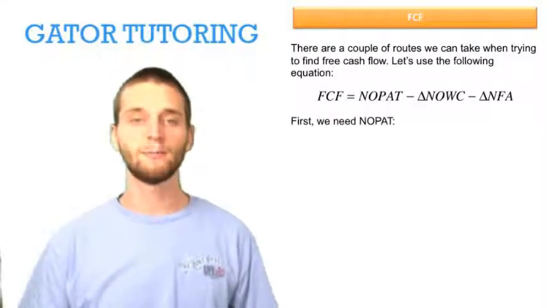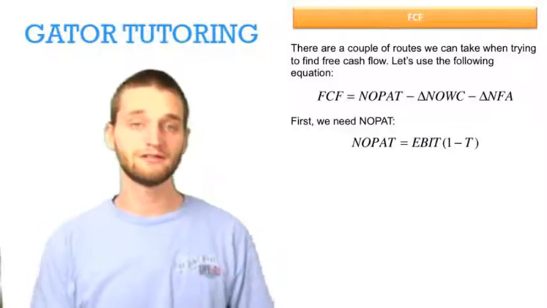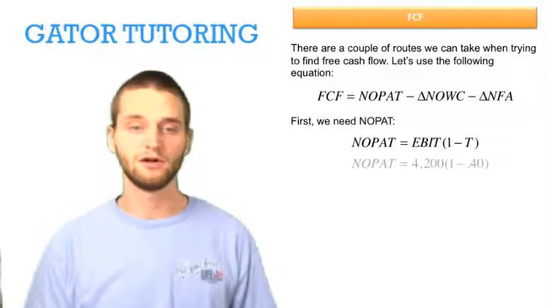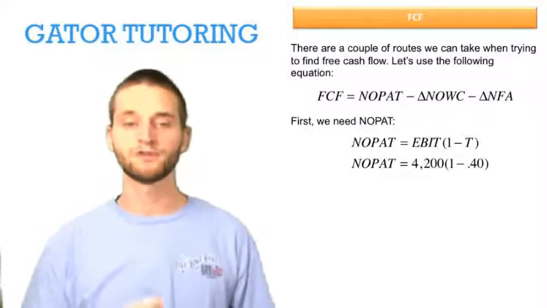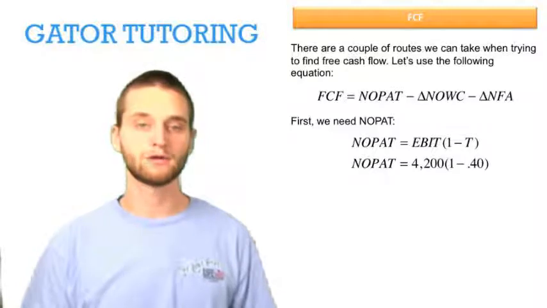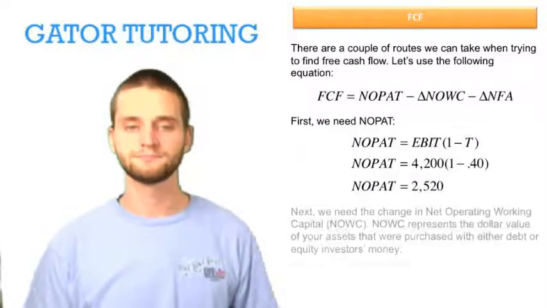So first we need NOPAT. Well, NOPAT is defined to be EBIT, earnings before interest and taxes, times 1 minus the tax rate. We're given both of these. EBIT is 4,200. Our tax rate is 40%. So 4,200 times 1 minus 40% gives us a NOPAT of $2,520.